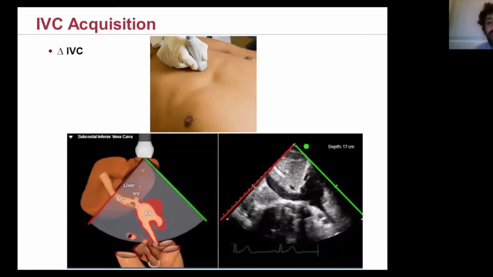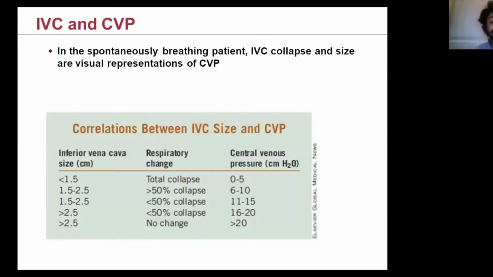You can see the right atrium on the right-hand side of the ultrasound screen, the IVC moving across the screen in a longitudinal view, and the hepatic veins draining into the IVC. It's very important to identify this anatomy because that lets you know that you're in an appropriate plane of visualization and that you're not going to mistake the IVC for another vessel, most commonly the aorta.